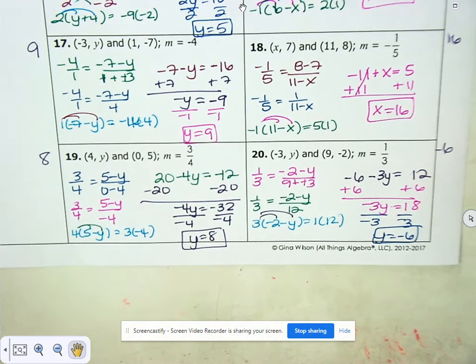Okay. So again, several problems there worked out in case you needed them. Go back and do them on your own. Try it again. See what you need.